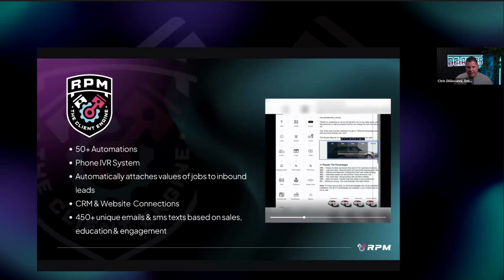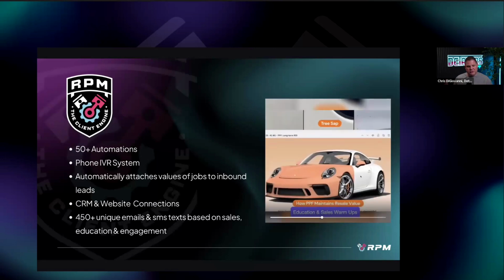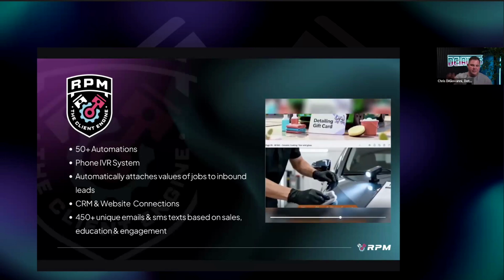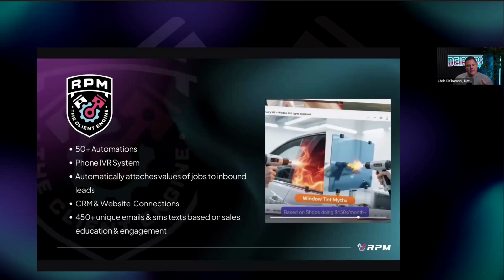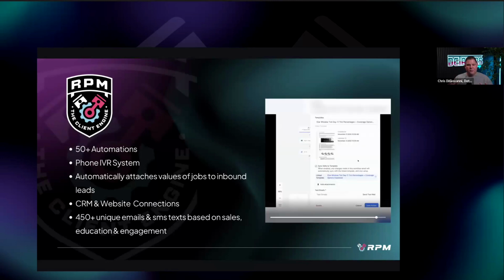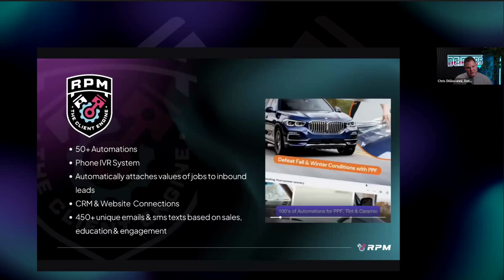We want to save you time. If you have to duplicate messaging over and over, it'll drive you nuts. On the right-hand side, it's showing you some examples of what those newsletters and some of those automations look like.